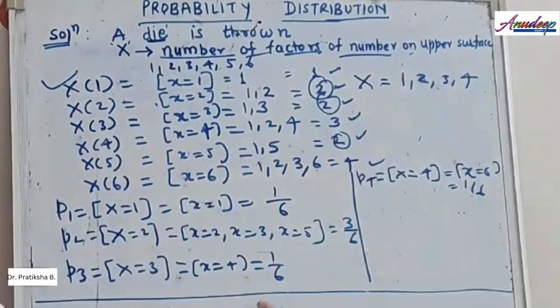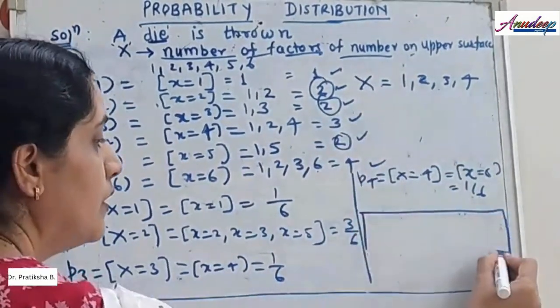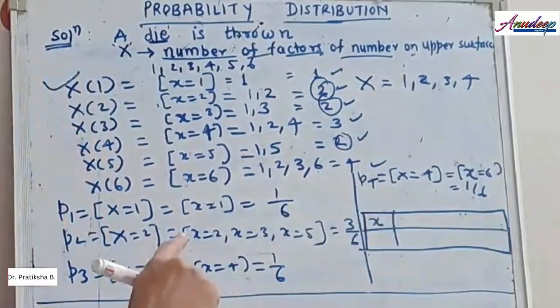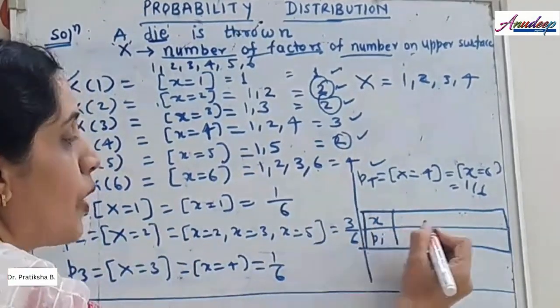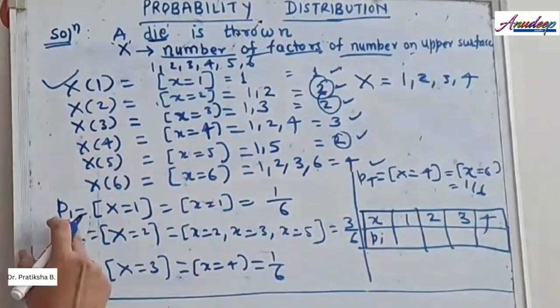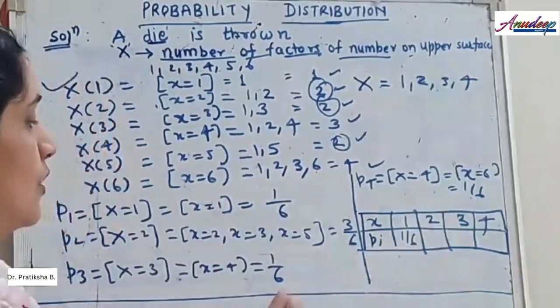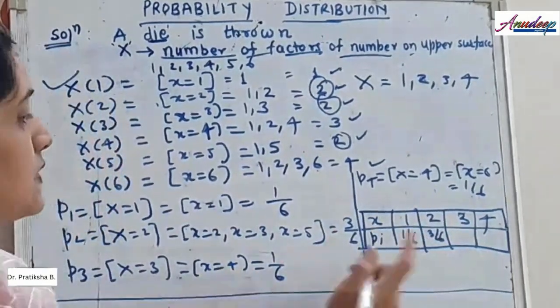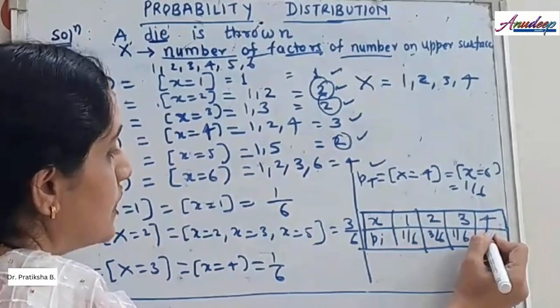If I want to write this down as a distribution table, when we are writing a probability distribution table, we write the values taken by the random variable x and the corresponding probability. So it is 1, 2, 3, 4. For x is equal to 1, probability is 1 by 6. For x is equal to 2, it is 3 by 6. For 3, it is 1 by 6. And for 4 it is 1 by 6.